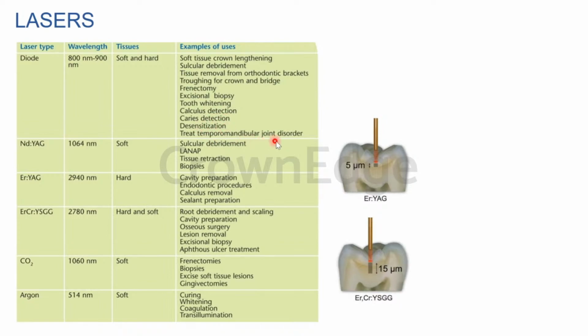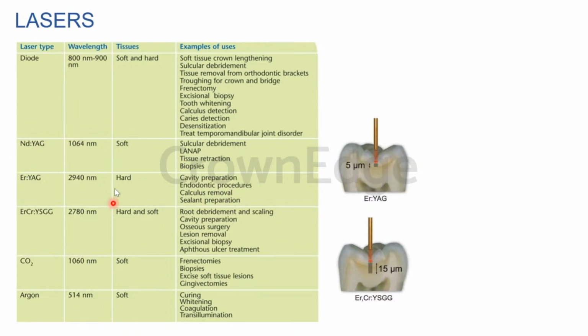It can help in a little bit of TMJ disorder treatment, but it is mostly soft tissue: crown lengthening, sulcular debridement, removal of the tissue from orthodontic brackets, troughing for crown and bridge in case you want to trough selectively, frenectomies, excisional biopsies. Even for tooth whitening, you can use diode. So all these are the different examples of the uses of the diode laser. We have the ND-YAG, which is also used for soft tissues, 1064 nanometers. Sulcular debridement, it is also used for the LANAP procedures, that is your periodontal procedures. We have the tissue retraction and biopsies as well.